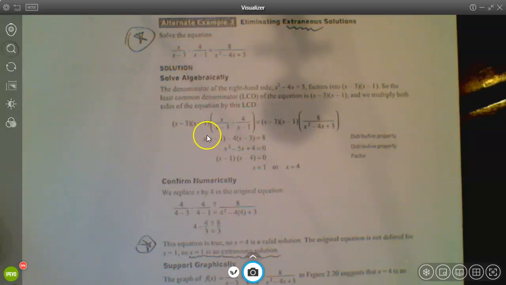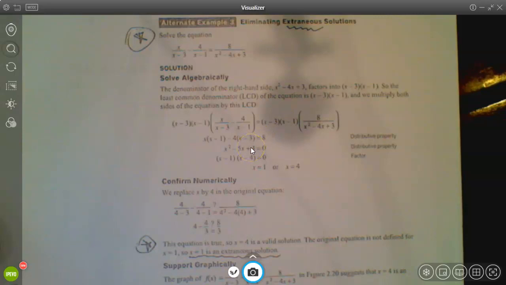So what they did on this one is they put this in factored form. So it became x minus 1, x minus 3. So the common denominator is (x minus 1)(x minus 3). So they distributed that to the left side, and they distributed it to the right side.